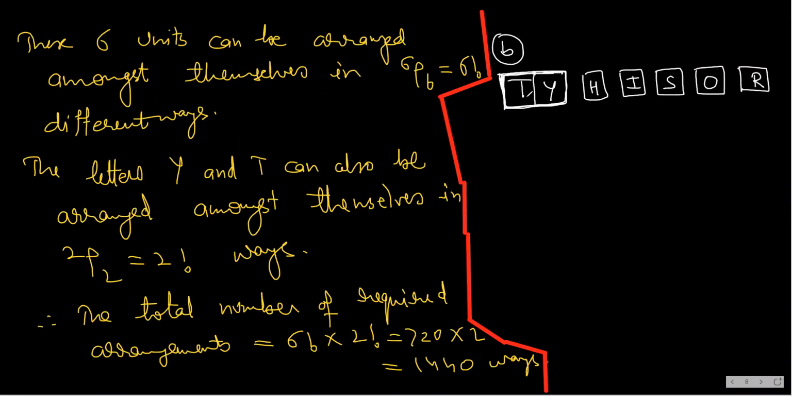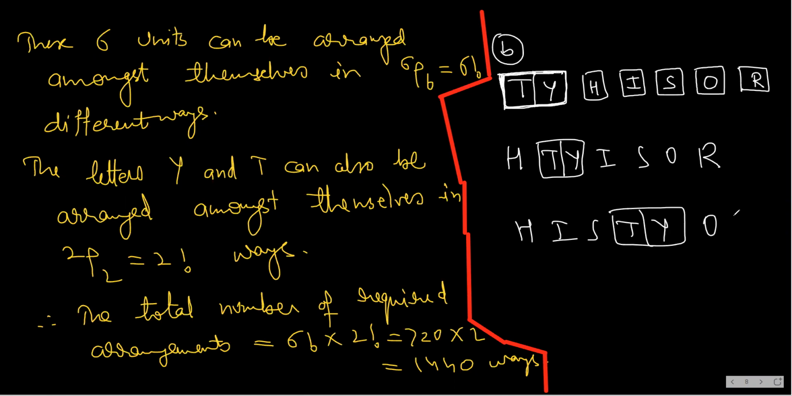So in the arrangement, you can have an arrangement like this, or you can have an arrangement H, then TY, then ISOR. See, you can have an arrangement like this. Again, Y is next to T. You can have an arrangement like HISTY. Again, Y is next to T. So all such arrangements they are talking about. You cannot have IHS and then TORY. Why? Because here Y is not next to T, Y is next to R.